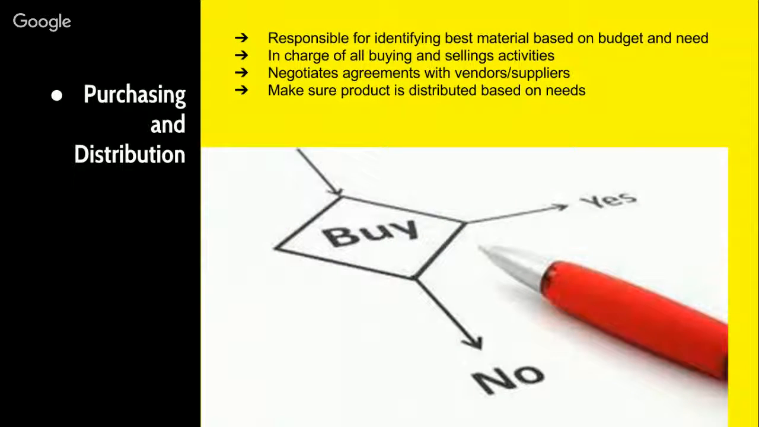Last but not least is purchasing and distribution. This involves the responsibility of identifying the best material based on budget, and it also involves being in charge of all the buying and selling activities, negotiations and agreements with vendors and suppliers, and making sure the product is distributed based on needs.